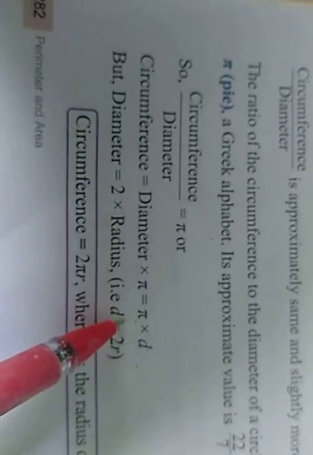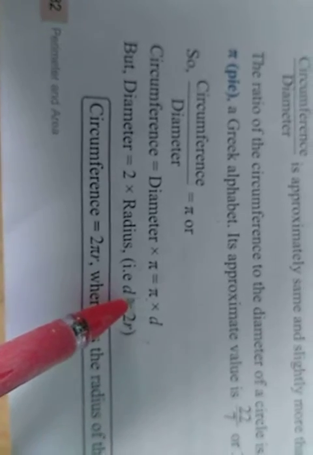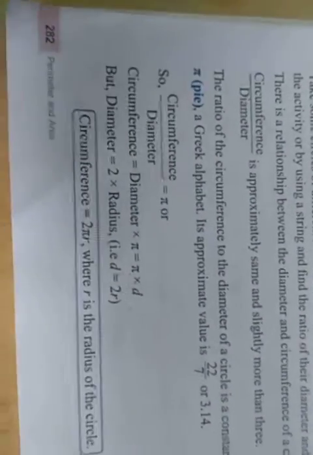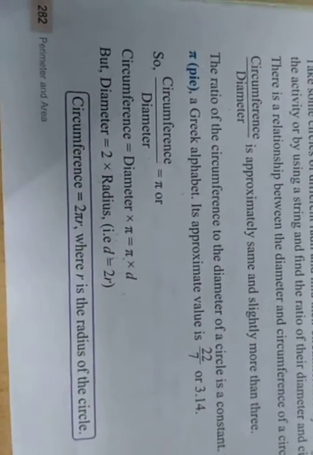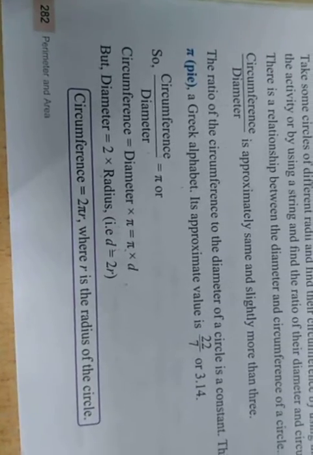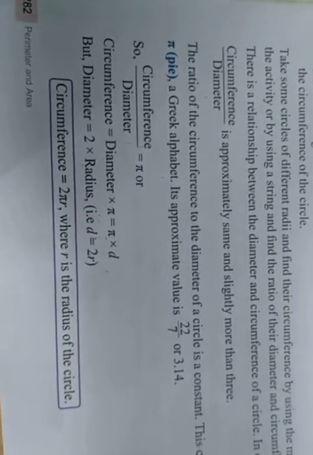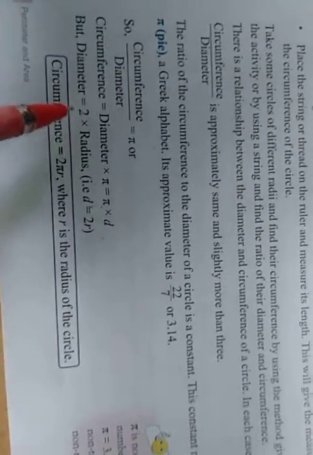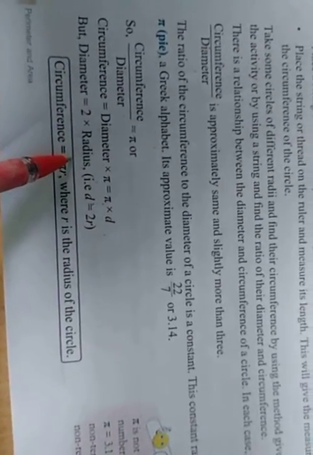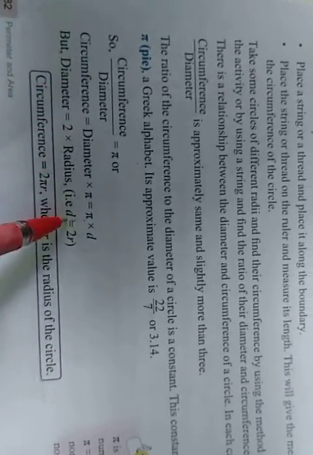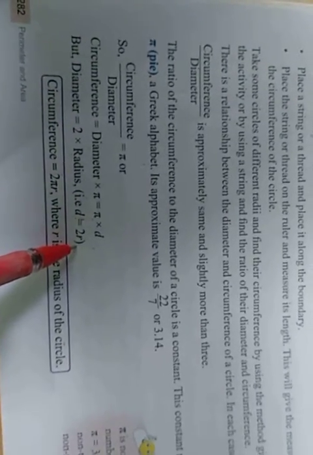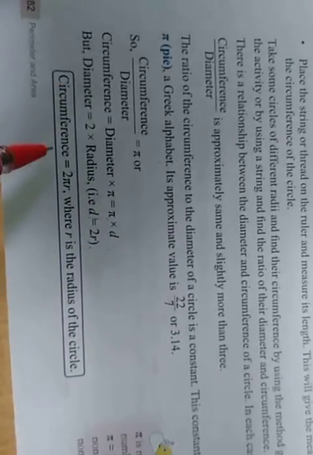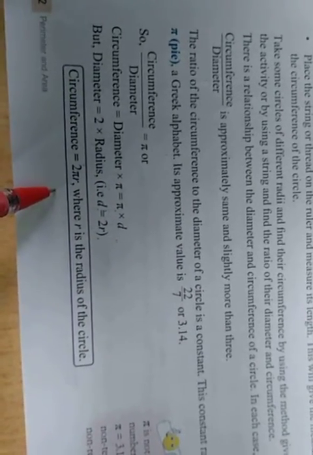Pi is a Greek alphabet, okay, not word. Its approximate value is 22 upon 7 or 3.14. So here diameter, as you know, is twice the radius. D is equal to 2 times the radius. Circumference is equal to 2 pi r.